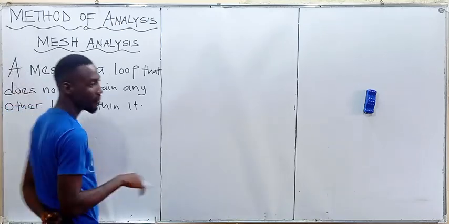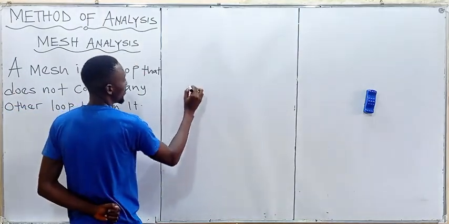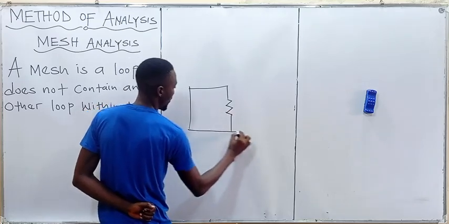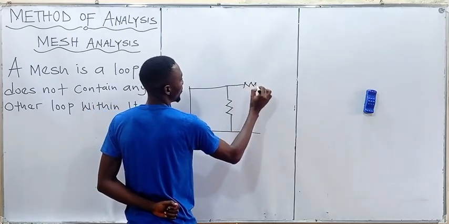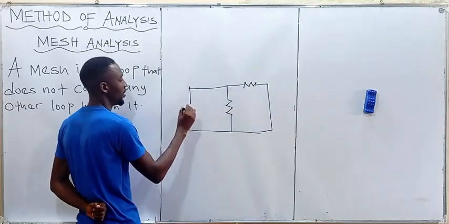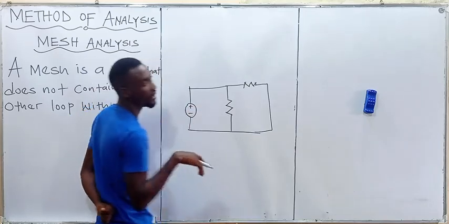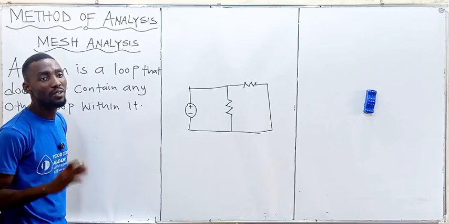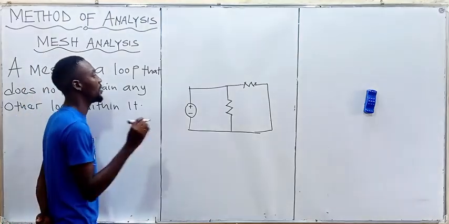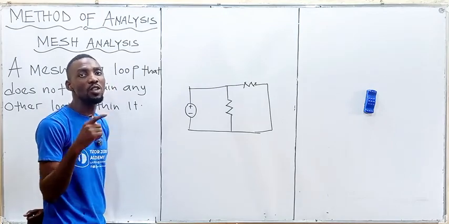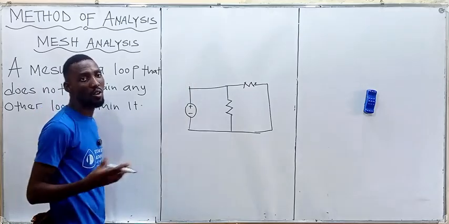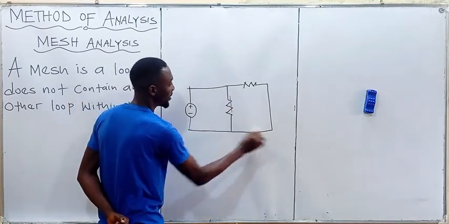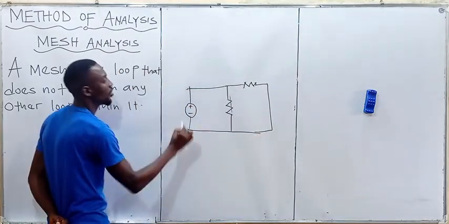All right, now let me just sketch a circuit for us. So let's take this as a circuit. Let's say we have a voltage source here, plus minus. Now if you are asked how many meshes this circuit has, this circuit has only two meshes. And we said a mesh is a loop. What is a loop? A loop is a closed path of a circuit, right? You can see that this part is a closed path, one. This is another closed path, two. And this is another closed path, three.